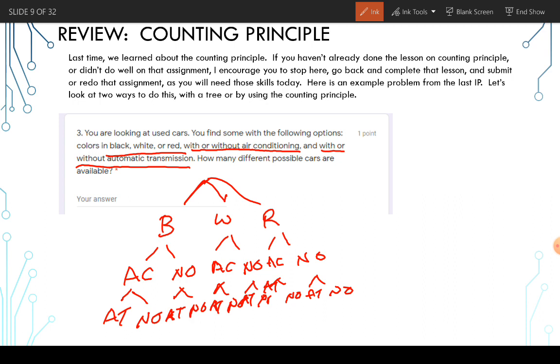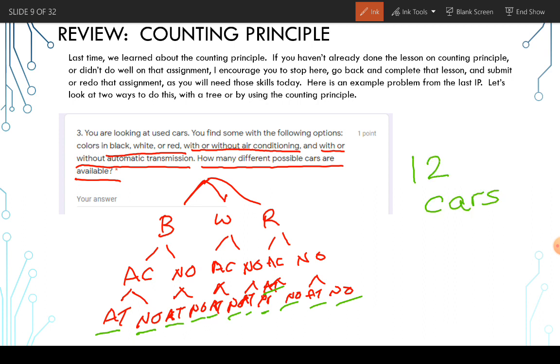Okay, so remember our question that was provided is how many different possible cars are available? Well, we get that by counting the ends of our stems. So we have 1, 2, 3, 4, 5, 6, 7, 8, 9. I forgot about this one up here. 10, 11, 12. Okay, so the different possible cars are 12 cars.